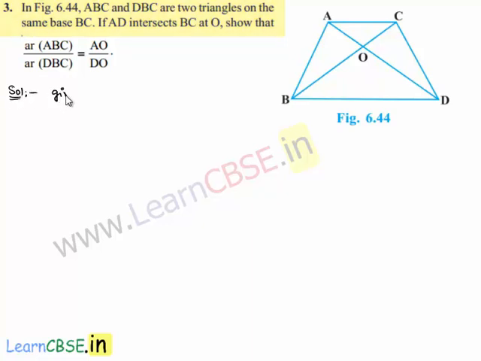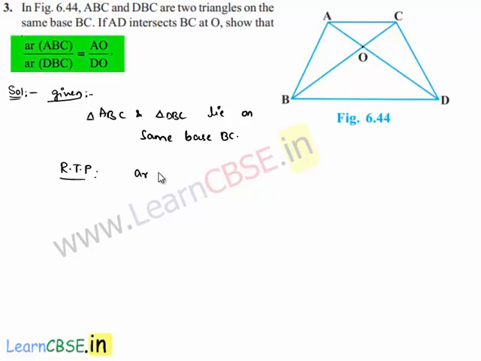Given that ABCD is a quadrilateral in which ABC and DBC are two triangles that lie on the same base BC, and diagonals AD and BC intersect at O. Now we are required to prove that area of triangle ABC by area of triangle DBC is equal to AO by DO.